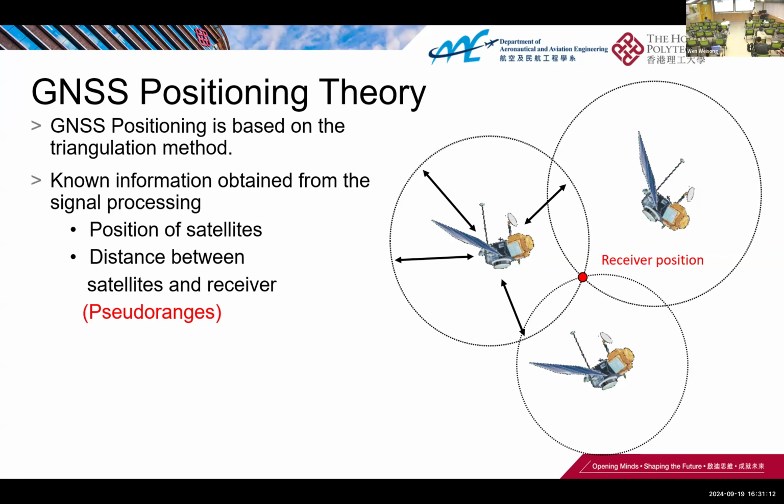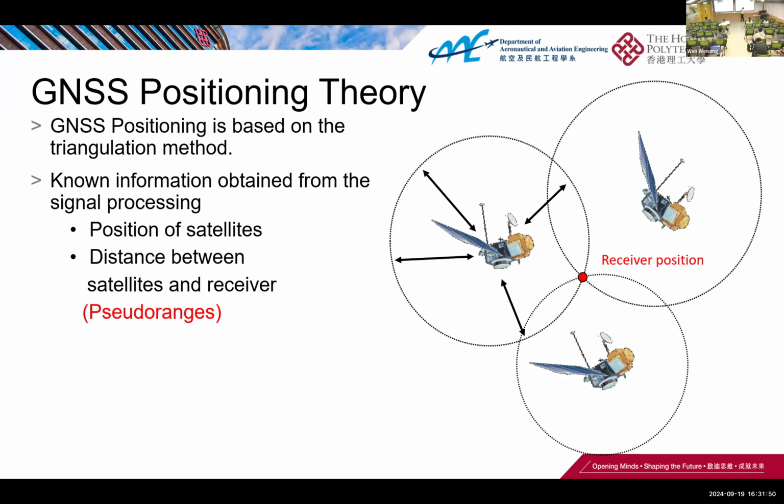This is calculated based on the time differences. For example, the satellite signal is transmitted at T1, and finally it is received by the receiver at T2. So the time difference multiplied by the speed of light is the distance from the satellite to the receiver. This is called the pseudo range. It is made up of two parts. Range is the distance, right? The pseudo means this is not the real value, because the range also includes some errors. That's why it's called pseudo range.